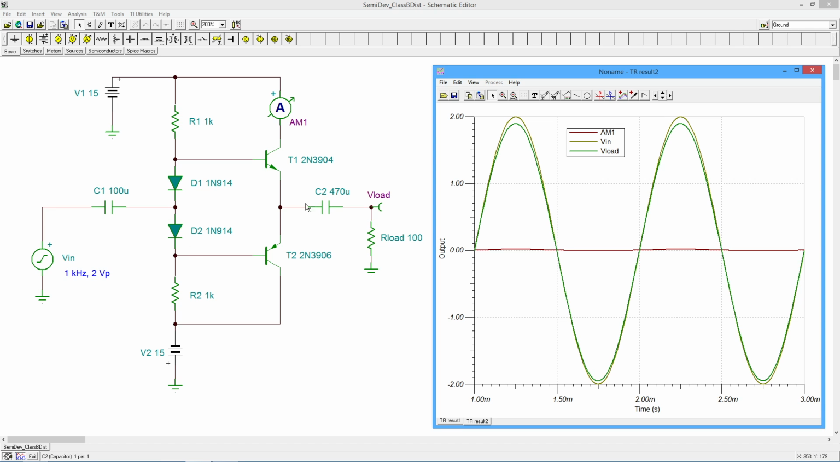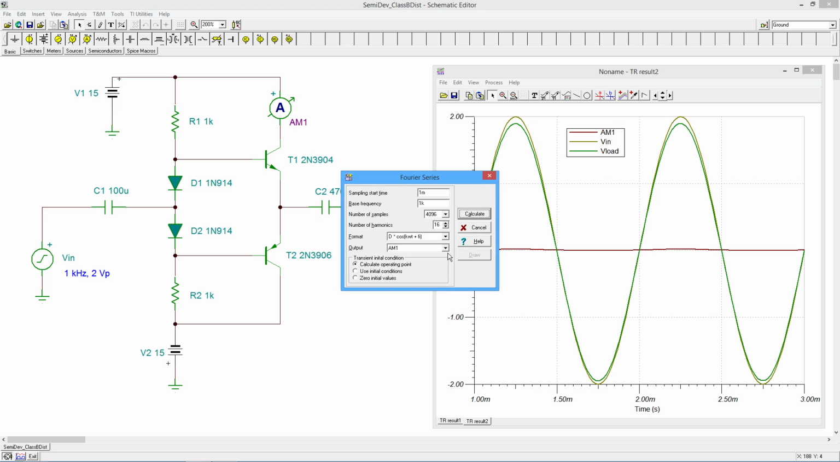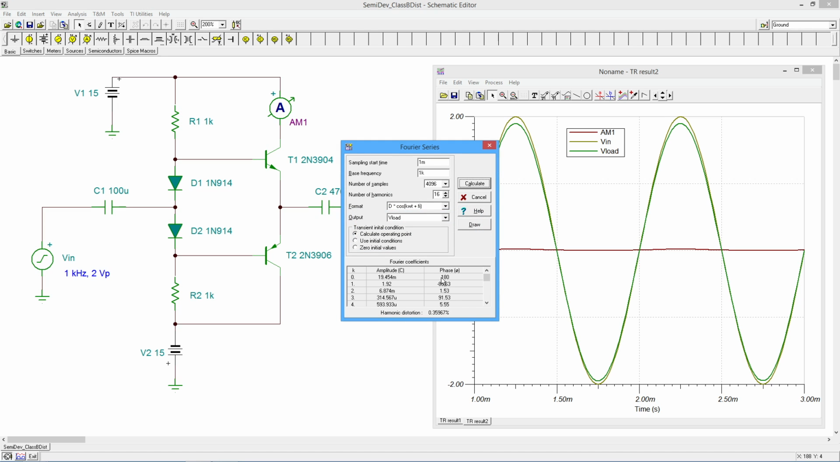All right, now let's go and do a distortion analysis, and in Tina TI, that's this Fourier analysis. For the output function, we're going to look at V load, calculate. And this list over here, if you haven't tried this before, is for all of the different harmonics and so forth. But the thing I care about is the total. So I can see this is 0.35967, or we'll call it roughly 0.36 percent.